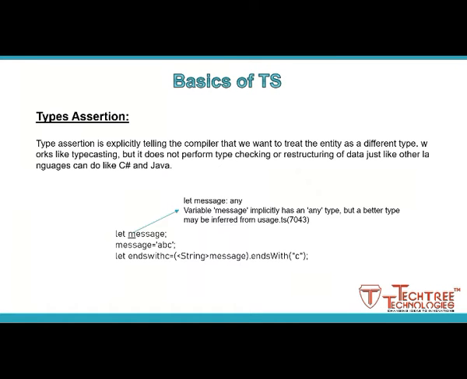The next will be type assertion. Type assertion means explicitly telling the compiler that we want to treat the entity as a different type. It works like typecasting. I guess you know what typecasting is. There are two types of typecasting, implicit and explicit. I guess you know, these are in our syllabus, the WBT syllabus. But it does not perform type checking or restructuring of data like other languages can, such as C# and Java.